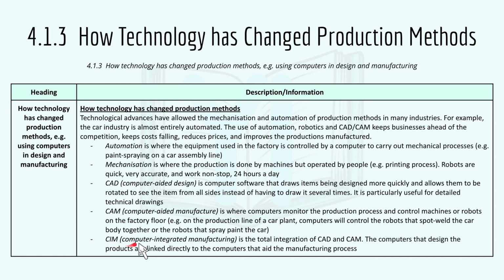And CIM, computer integrated manufacturing, is a total integration of CAD and CAM, and the computers that design the products are linked directly to the computers that aid the manufacturing processes.